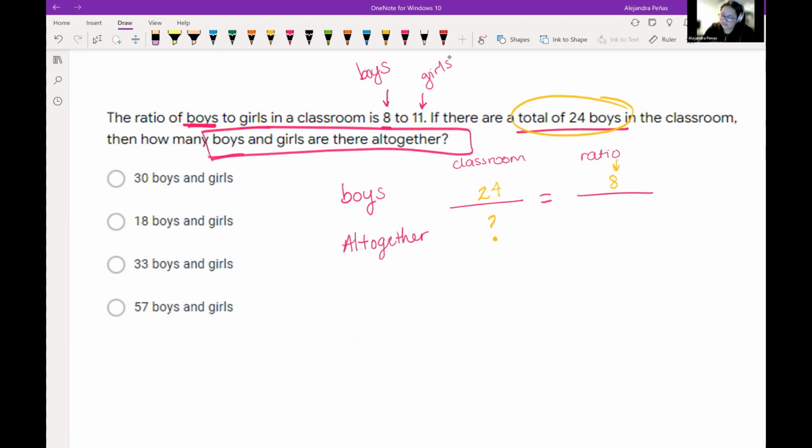And lastly, how many altogether from the ratio? Well, I don't have that, but it's very easy to find. I take the ratio. 8 boys plus the 1 girl gives me a total of 9 altogether. So that means I have 9 altogether from the ratio. Is everybody okay with me so far?